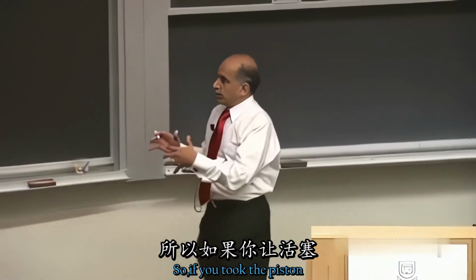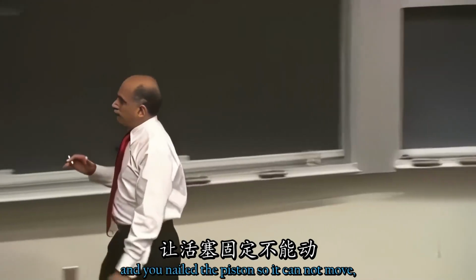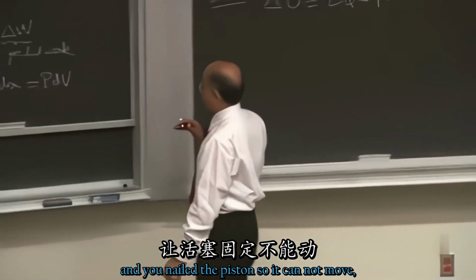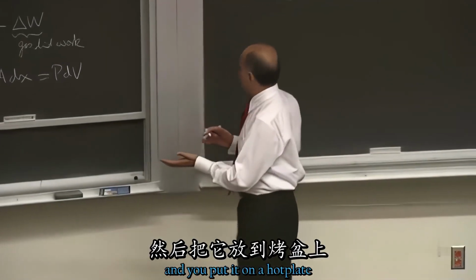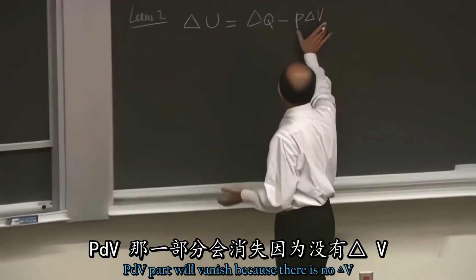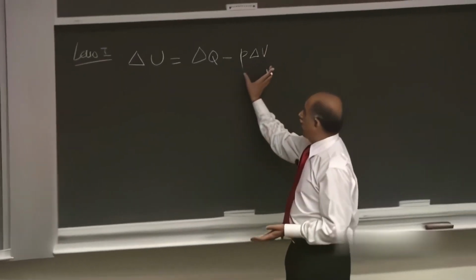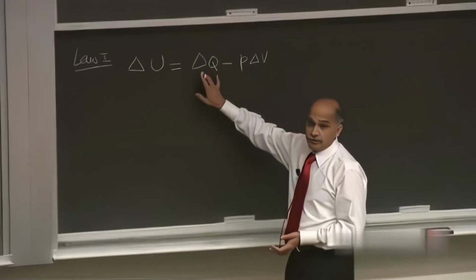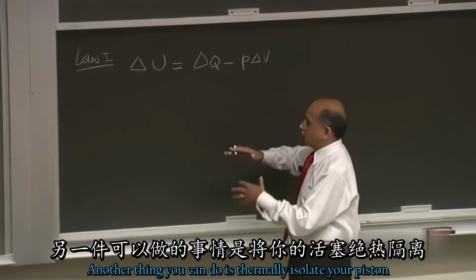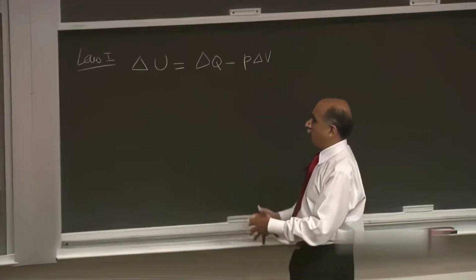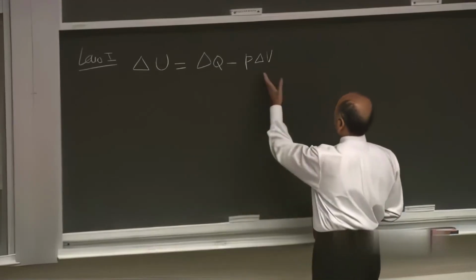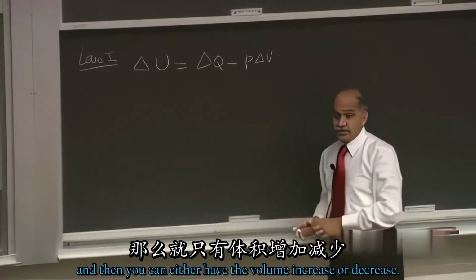So if you took the piston and you nailed the piston so it cannot move, and you put it on a hot plate, the PdV part will vanish because there is no delta V. That way of heating it is called delta Q. Another thing you can do is thermally isolate your piston, so no heat can flow in and out of it, and you can either have the volume increase or decrease.